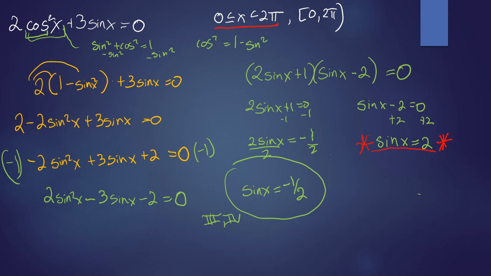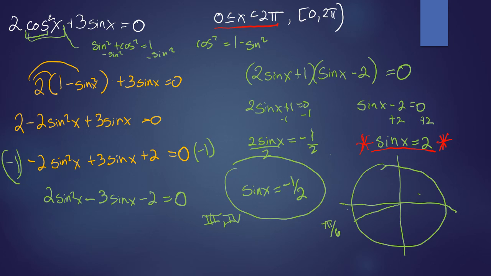So now we're going to go back to the unit circle and say, okay, when is sine -1/2? And if I look at my unit circle, I know that it's 7 pi over 6 and 11 pi over 6. And so I know that x equals 7 pi over 6 or 11 pi over 6.